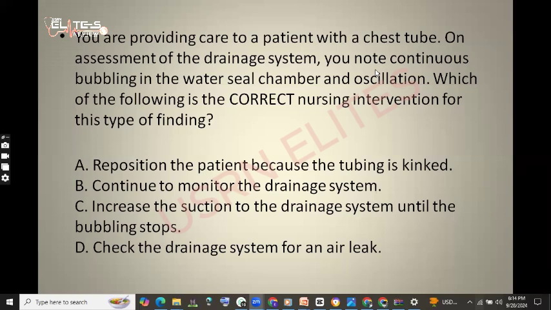I think the answer is D. Why D? Because in the water seal chamber, we are supposed to have intermittent bubbling as normal. So since we have continuous bubbling, that means there's an air leak somewhere. So we have to check the drainage system. And they've not mentioned suction, so we can't say it's normal.